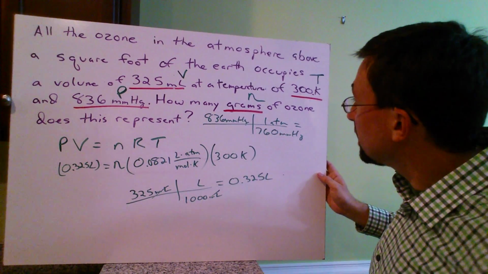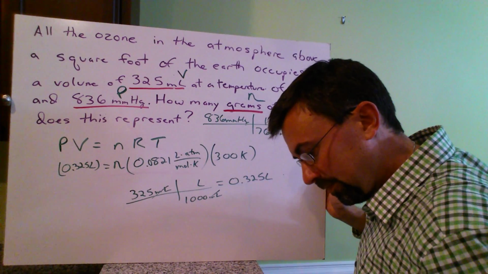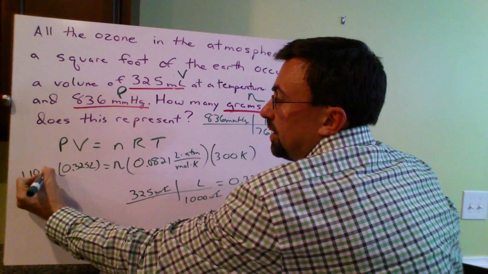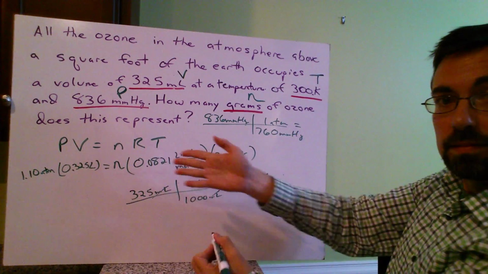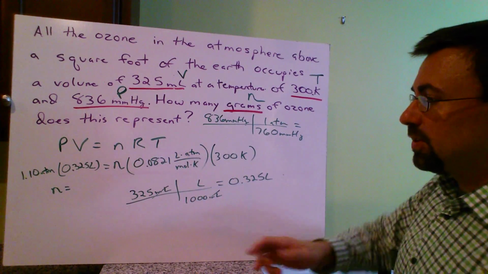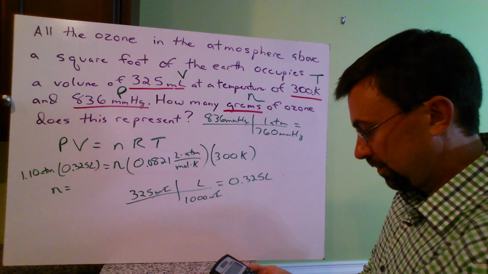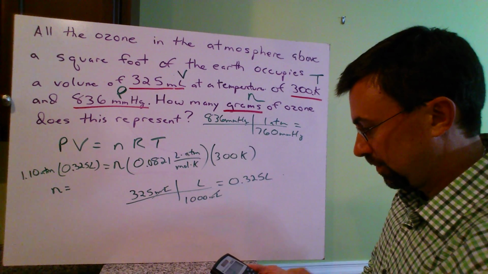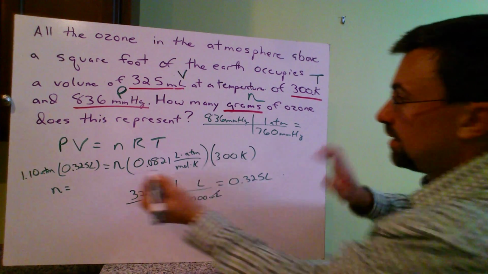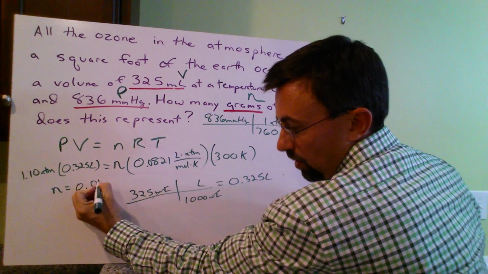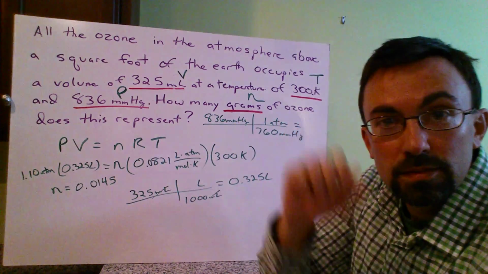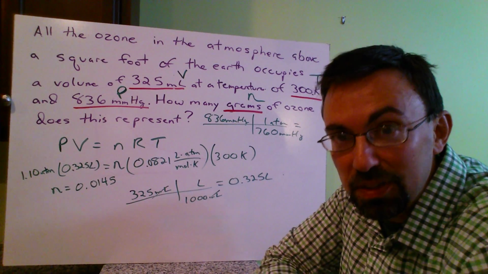This one I do need a calculator for. And that just becomes 1.10 ATM. And now we can solve for n. If we do this correctly, multiply this side, divide by those two numbers. And I get 0.0145, which is correct.